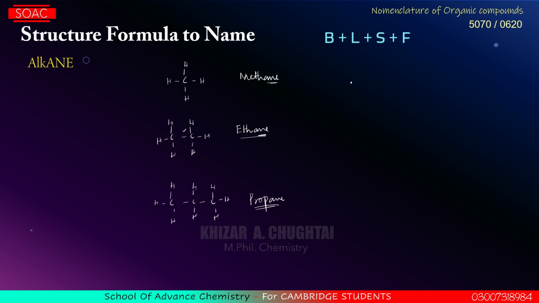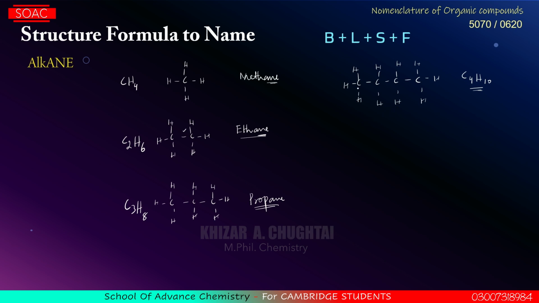If the carbons exceed three, for example, I'm having four carbon atoms in this molecule that has four carbon and 10 hydrogen. Four carbons, 10 hydrogen, its formula is C4H10. Formula of the first member of alkane is CH4. Second member is C2H6. Third member is C3H8. And the fourth member's formula is C4H10.